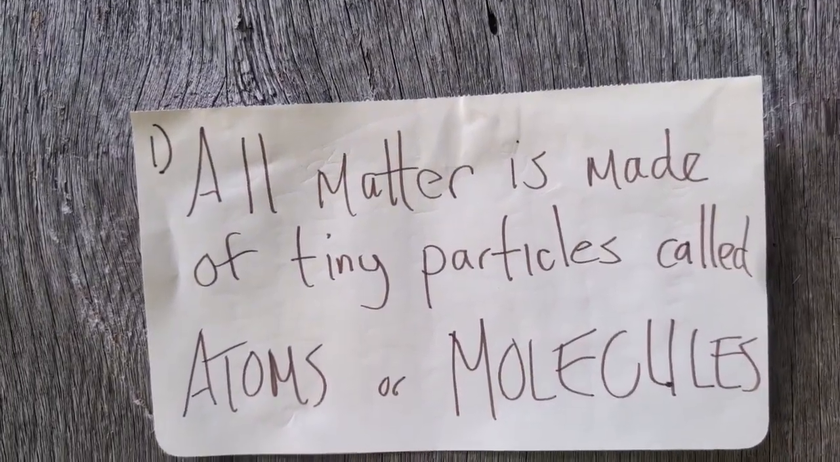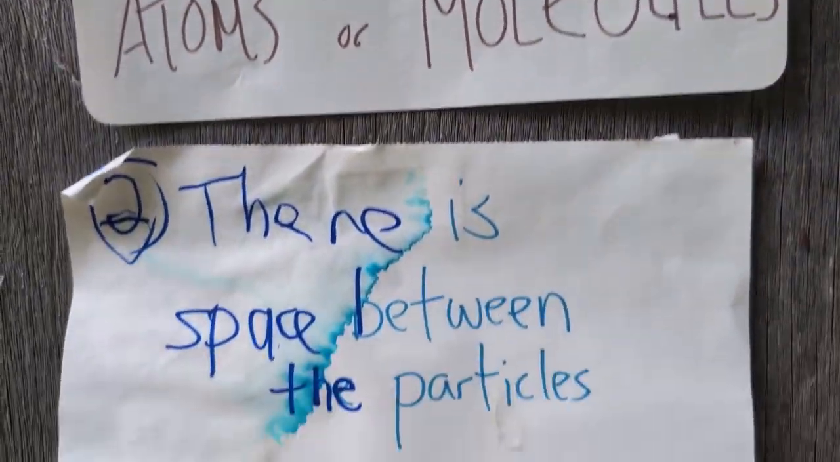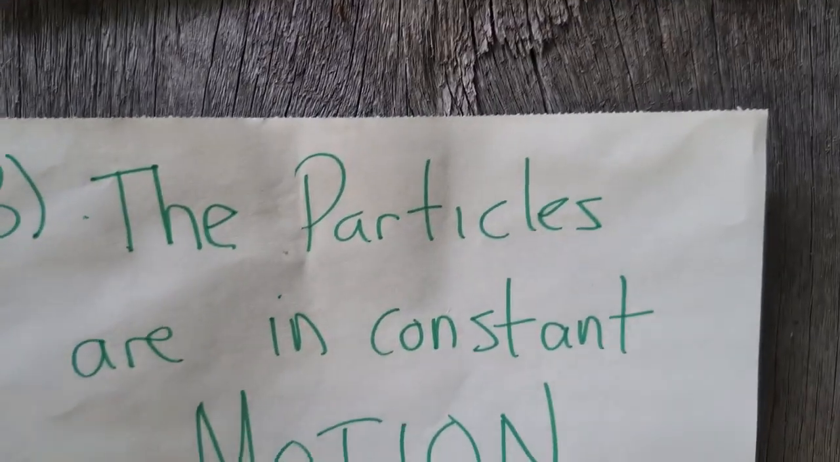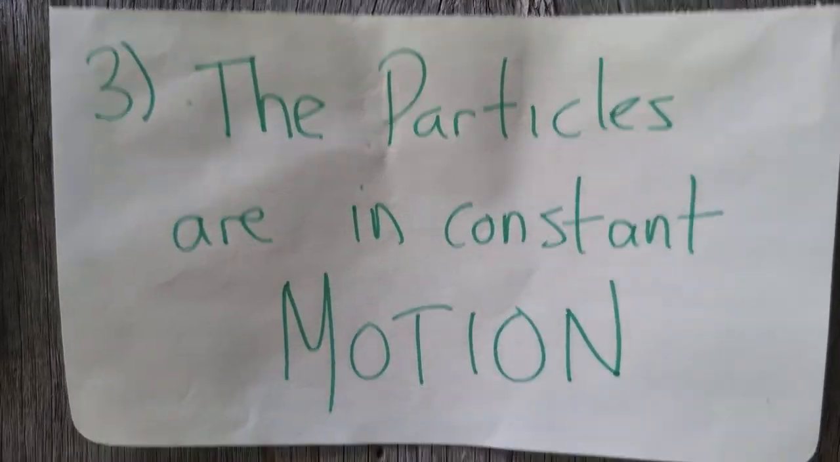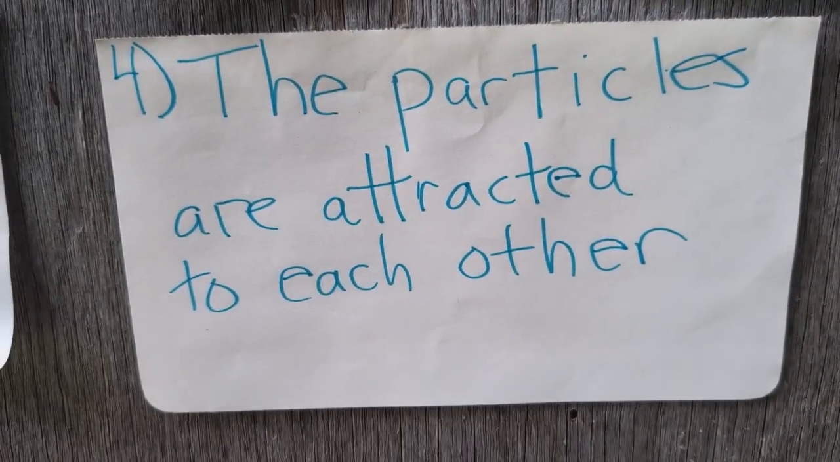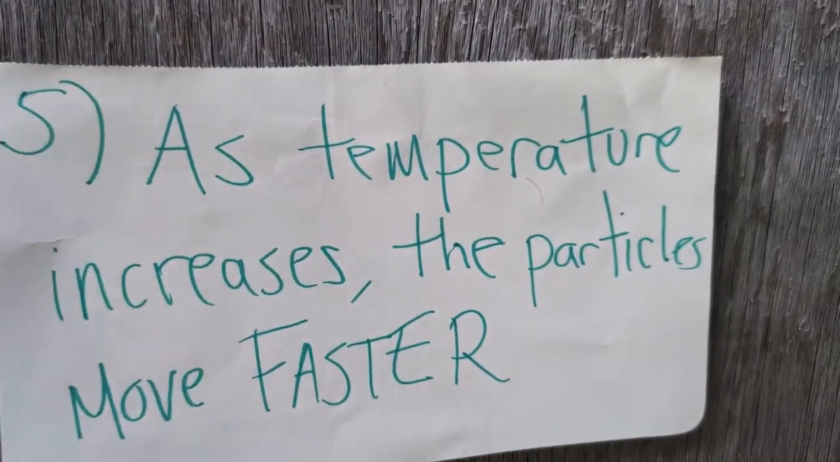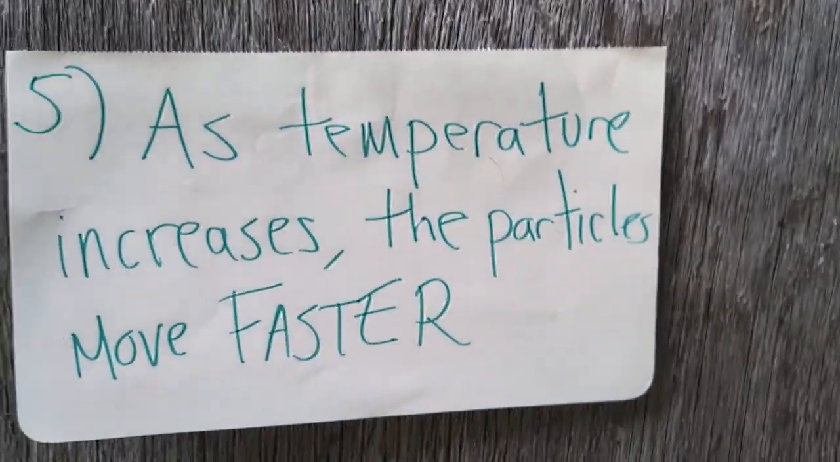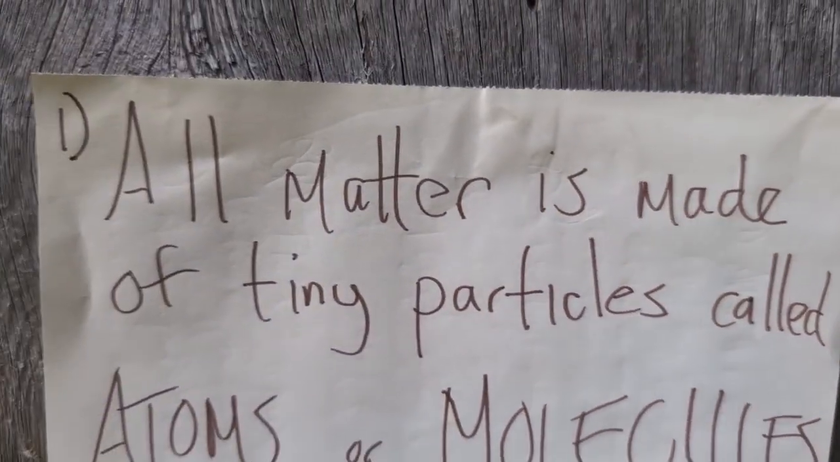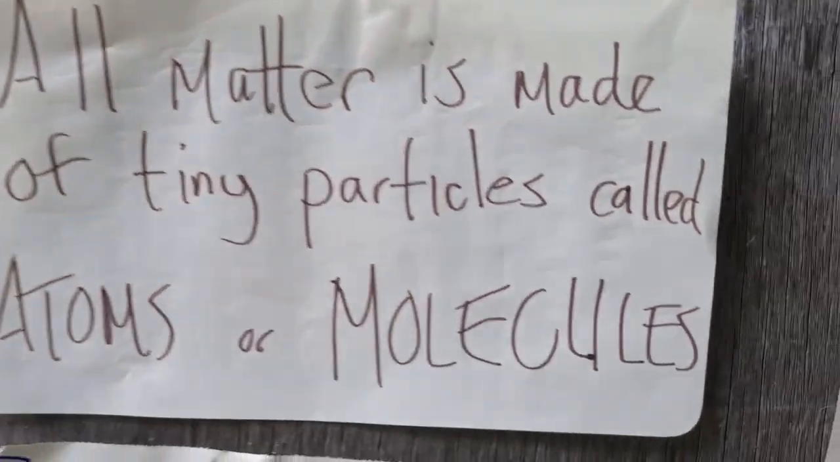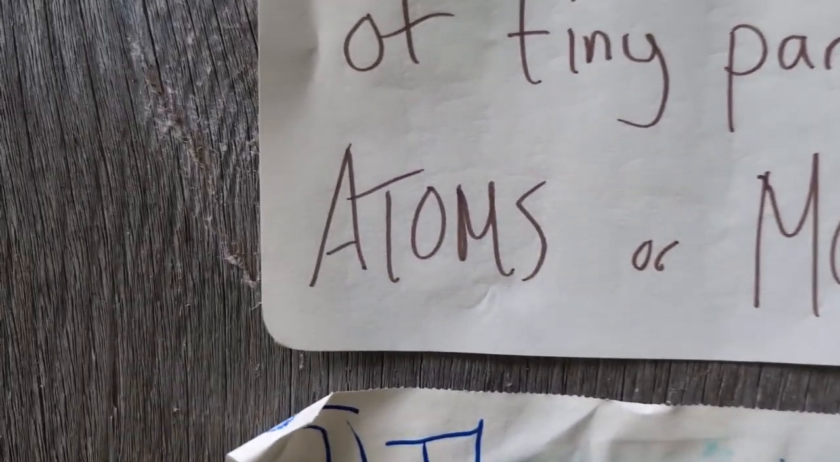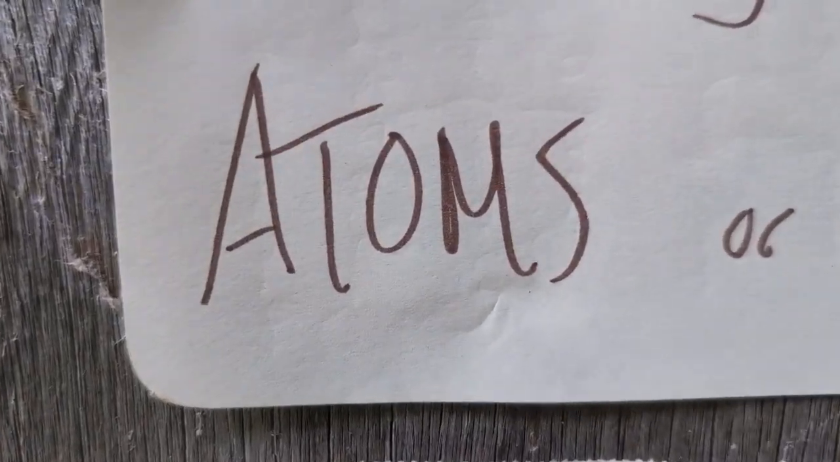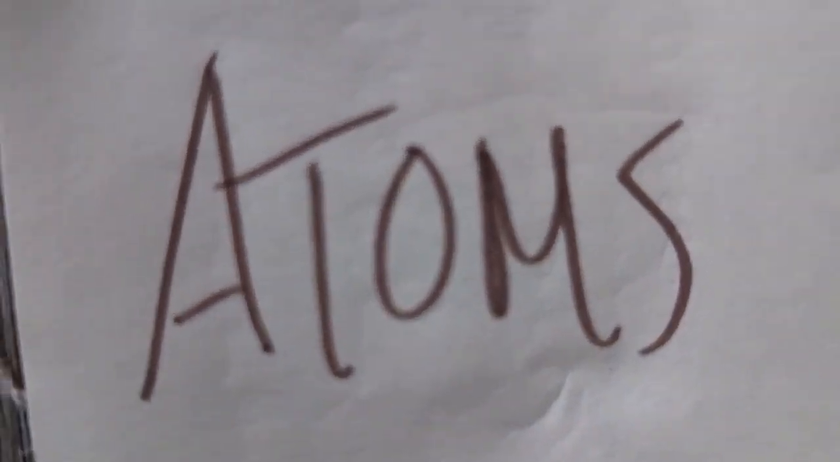You might remember me talking about the particle theory of matter. All matter is made of tiny particles called atoms or molecules. There's space between the particles. The particles are in constant motion. The particles are attracted to each other, and as temperature increases, the particles move faster. Today we're going to really focus on point number one. All matter is made of tiny particles called atoms or molecules. Now, molecules are just atoms joined together. We're going to really focus today on the structure of the atom.